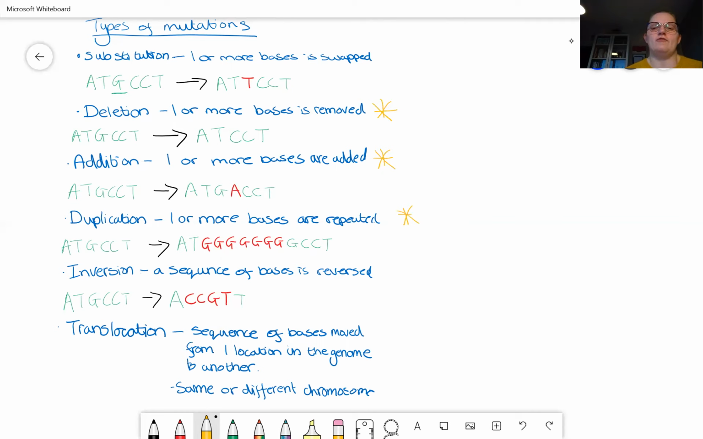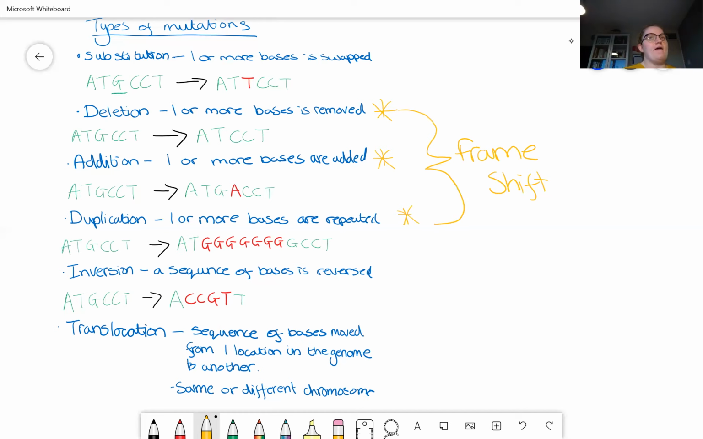But yeah, it's not always a frame shift, but these ones always create a frame shift. And that means all the polypeptides after that, all the bases, all the codons after that are all going to be different to what they were initially. Why is this an issue? Why does the sequence of amino acids change and make a difference?